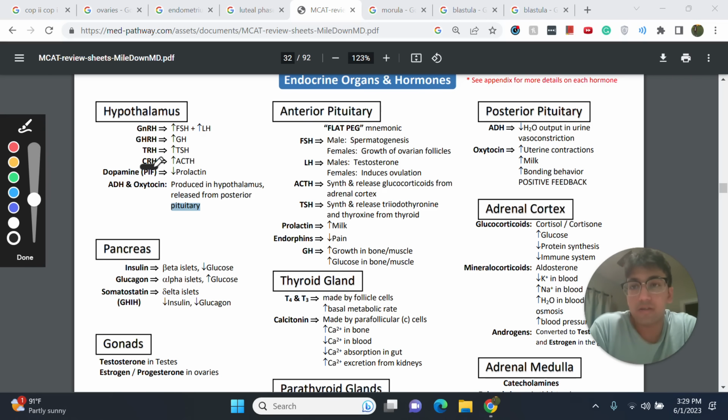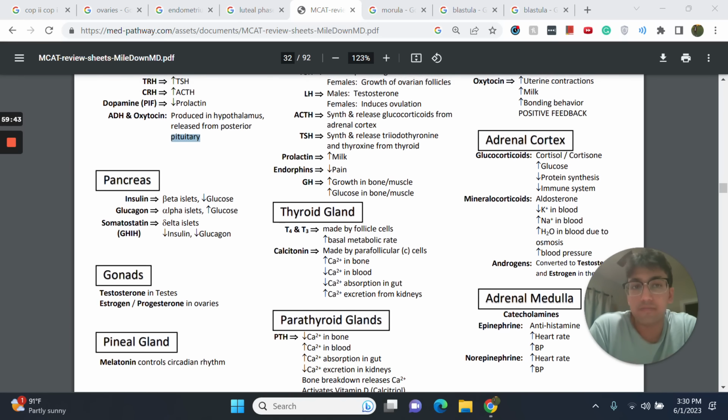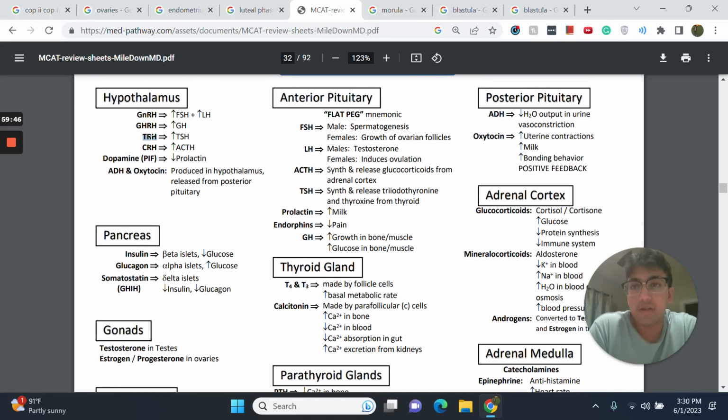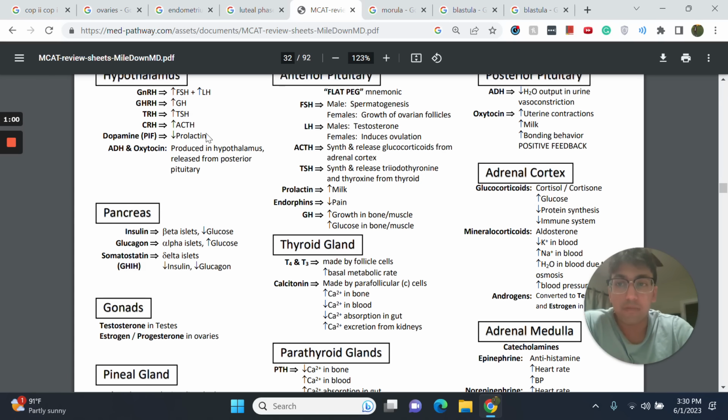CRH increases ACTH, right? And ACTH is something that we'll talk about when we get to the adrenal cortex. TRH increases TSH, right? And TSH is something that we'll talk about in thyroid glands. GHRH and GnRH are pretty simple. GnRH is responsible for increasing FSH and LH, which you can remember are very important in the male and female reproductive cycle, especially in the female reproductive cycle. GHRH is responsible for increasing the growth hormone.